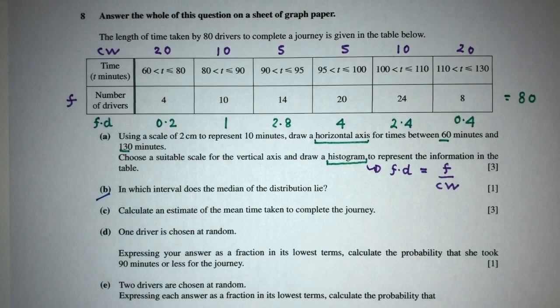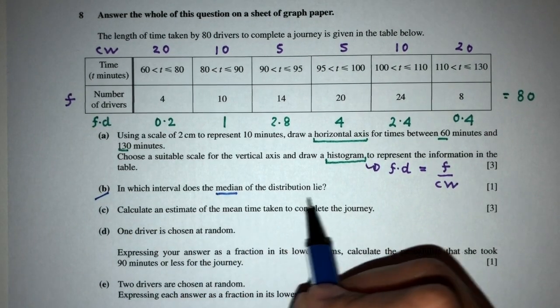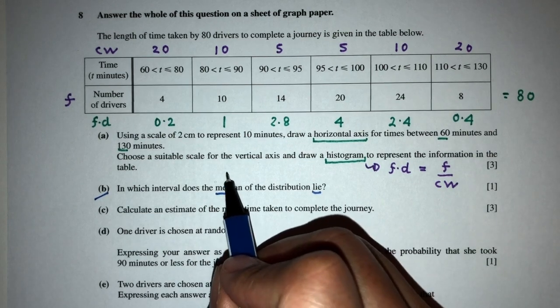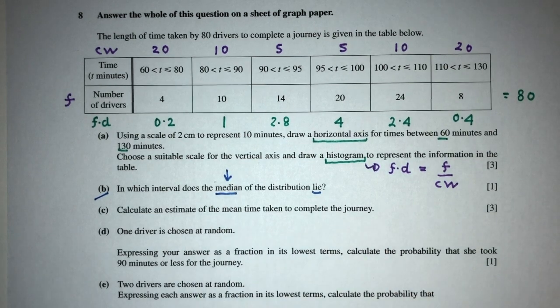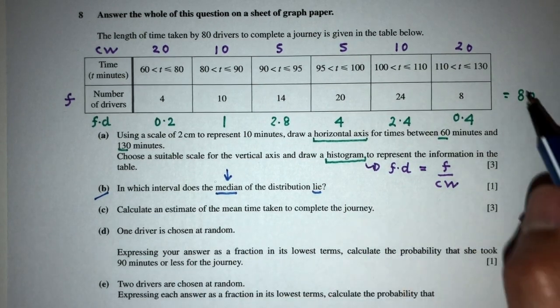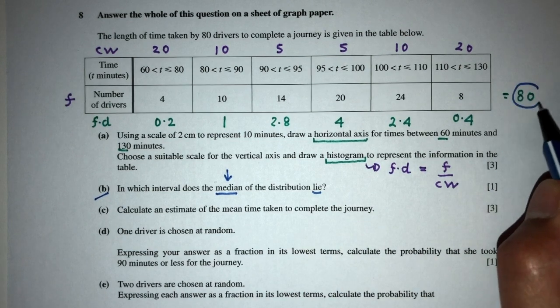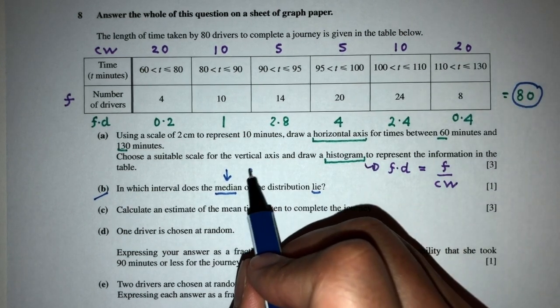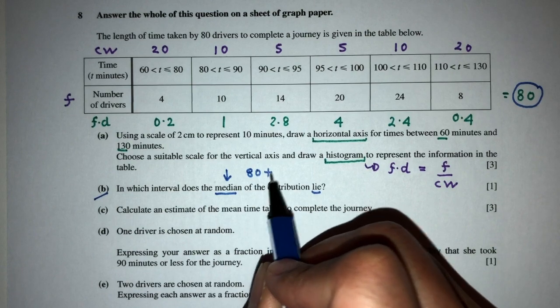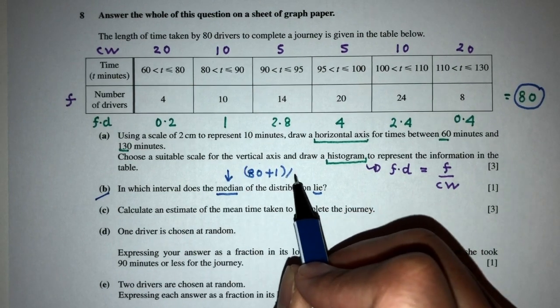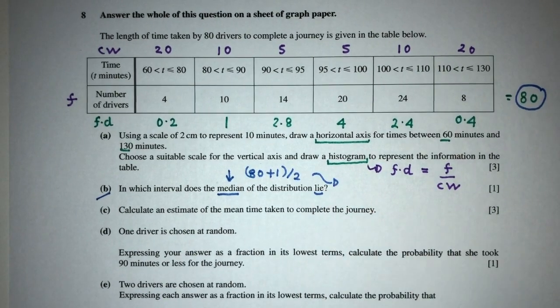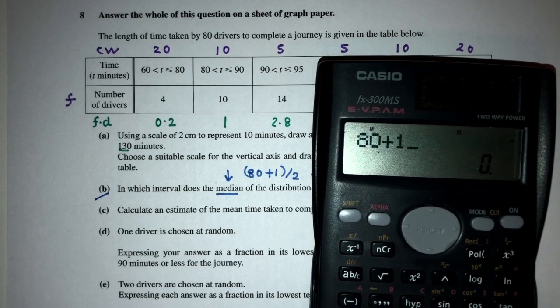Now for part B, in which interval does the median lie? So to find the median, we understand this one is the middle value. So how do you find that? We take the total number of drivers, which is 80. So 80 plus 1 divided by 2. That's how you find median.